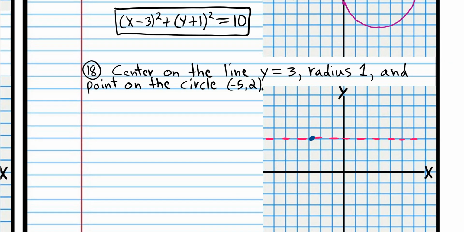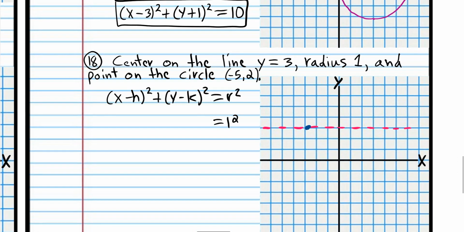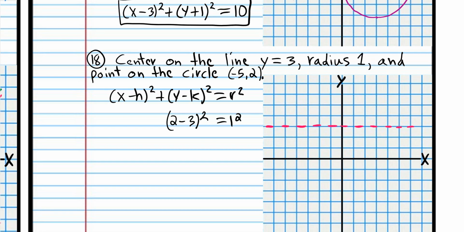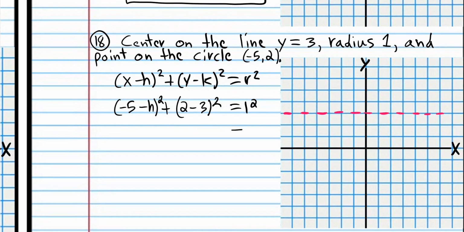So it's good to continue to write the standard form of the circle, so it'll help us remember. We know the radius is 1 because the problem tells us the radius is 1. And the y value of a point on the circle is 2, and the y value of the center is 3. How do we know that? Well, because again, we know the center is on that line, so the y value must be 3. And the x value of the point on the circle is negative 5, and the x value of the center we actually don't know. So that's kind of what we're looking for in this problem.